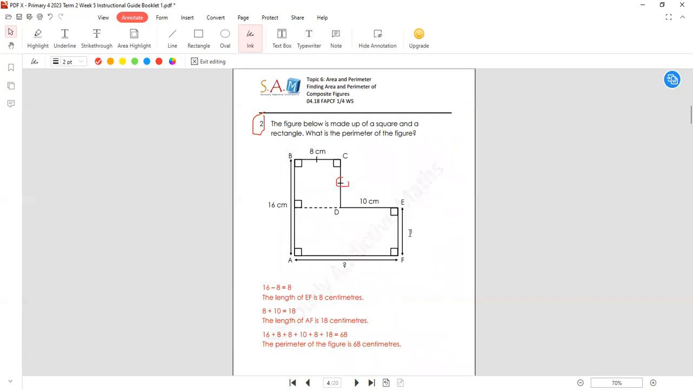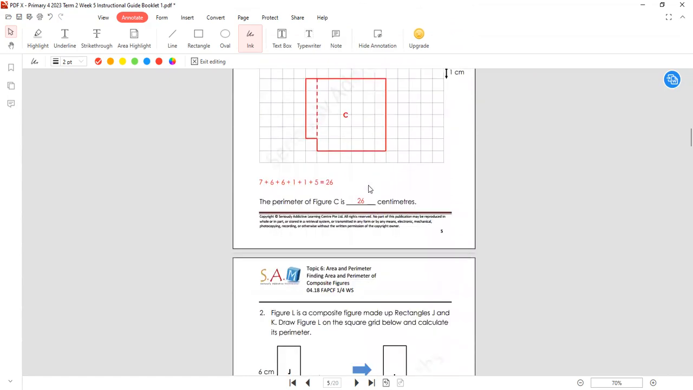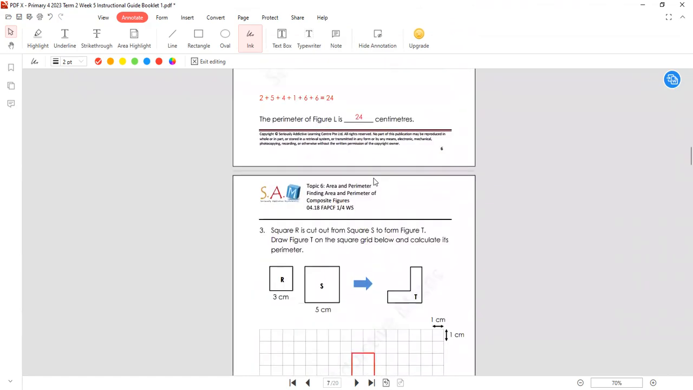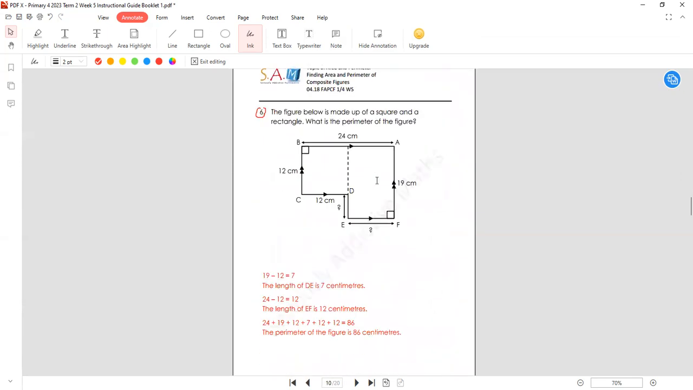So the idea is to find out what is EF and what is AF. So AF can be seen as made of 8 and 10. EF is part of 16 and then minus 8. So get them to do that on their own, see whether they can do this. And skip some questions here.